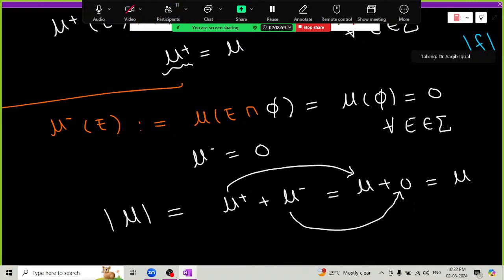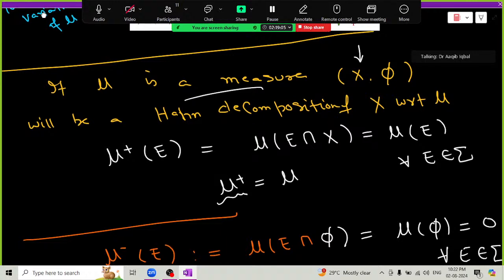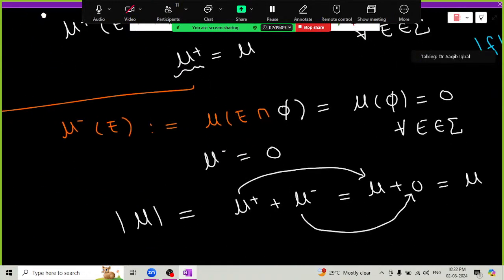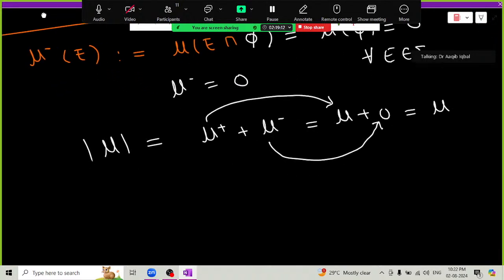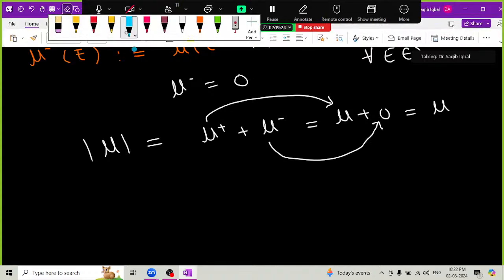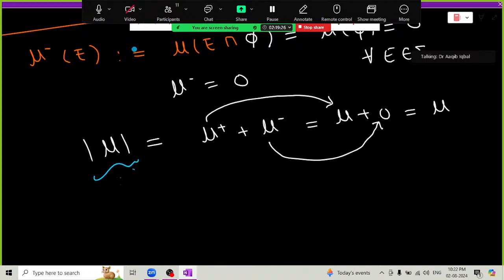So if mu is a measure, तो क्या information मैं आपको दे रहा हूँ? अगर mu measure है तो इसकी जो positive variation है, it will be same as mu. Negative variation will be 0 and total variation again will be mu. So modulus of a measure, total variation of a measure is the measure itself actually. है ना, वही दिखा रहा हूँ ना मैं आपको. If mu is a measure, then total variation of mu is same as mu.